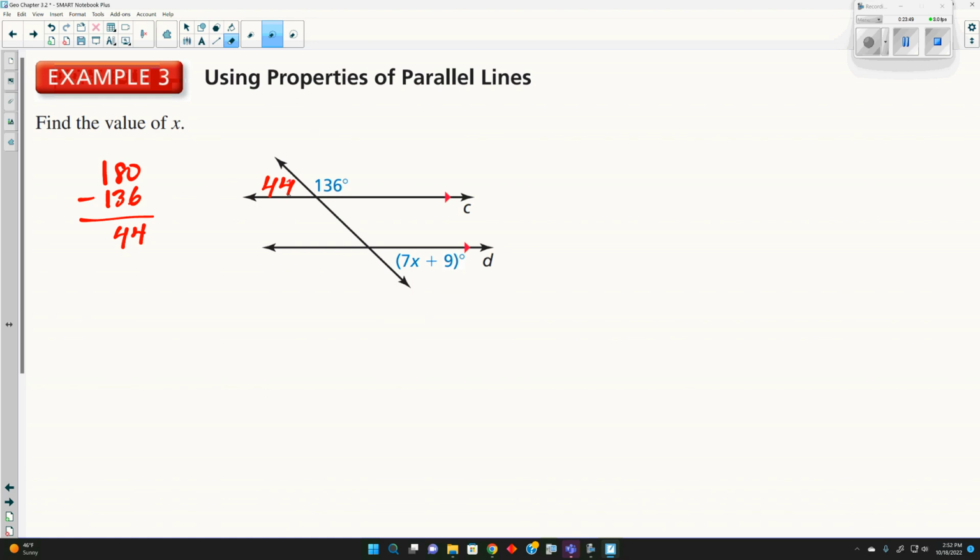And what do we know about 44 and 7x plus 9? They're equal. They're congruent, yes? Because they're alternate exterior. We could have also said that 7x plus 9 plus 136 is 180, yes? Either way works. At this point, we can subtract 9. And 44 minus 9 is 35, because 44 minus 10 is 34, one less than it.